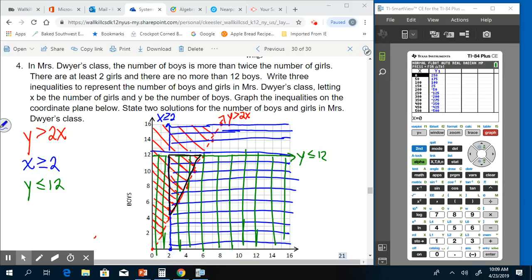All right, so now let's state 2 solutions for the number of boys and girls in Mrs. Dwyer's class. So she could have, let's see, 4 girls and 12 boys. It's okay that we're on the green line for 12 because it was less than or equal to that. We could have 3 girls and 10 boys. That's also in the solution.